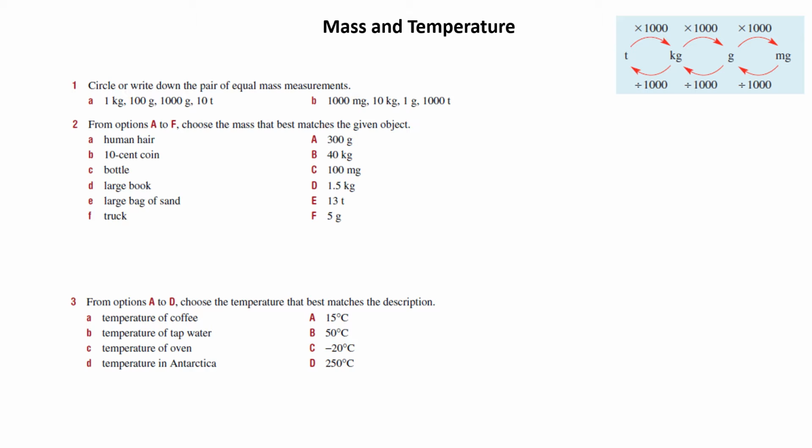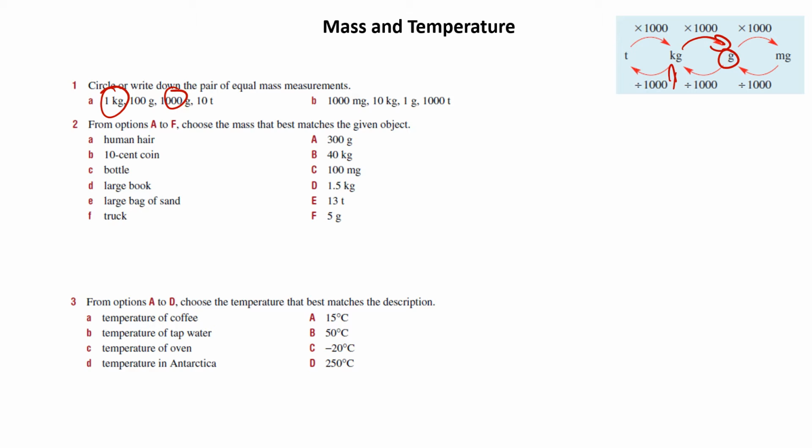Circle or write down a pair of equal mass measurements. So basically the idea here is you want to look at and see what some of these things mean. Do they mean the same thing? So, for example, 1,000 grams is 1 kilogram. If I multiply 1 kilogram by 1,000, I can get 1,000 grams. So those are going to be the two there. So I'm going to do that in an example.